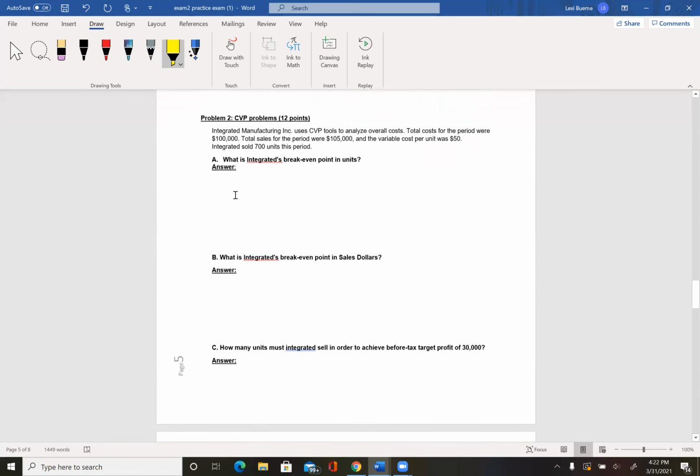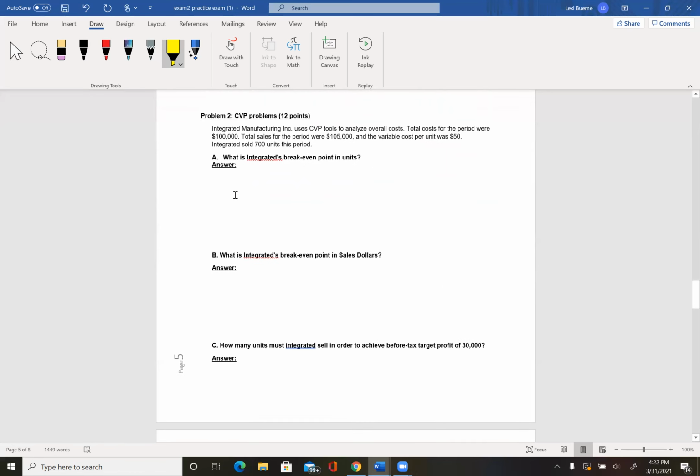All right, and for problem 2, it's saying Integrated Manufacturing uses CVP tools to analyze overall costs. The total costs were 100,000, total sales were 105,000, and variable cost was 50 per unit, and the company sold 700 units this period. First, we're going to look for the break-even point in units, and your break-even formula is fixed cost divided by the contribution margin.